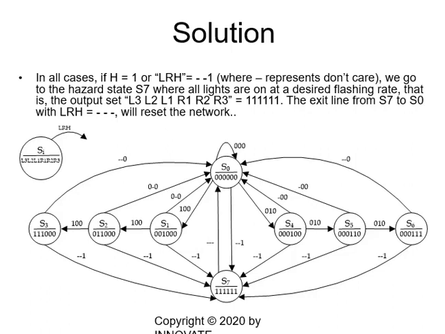And we exit from S7 at any change that occurs at the inputs, whether the hazard changes to 0 or actually a change in the left turn or the right turn. So we go to S0 once LRH is don't care, so we reset the network. Initially we are in S0, the reset state, with the inputs zeros. Also all the outputs will be 0 and no light will be active.